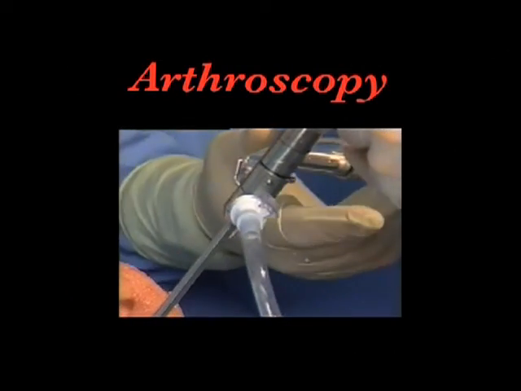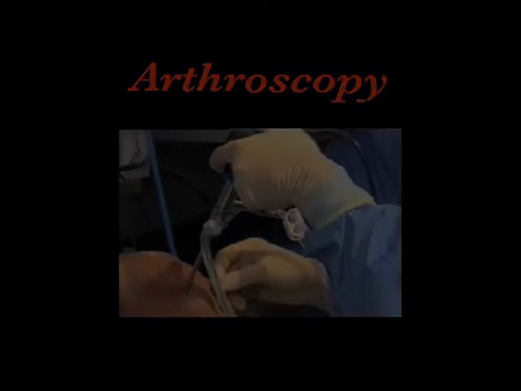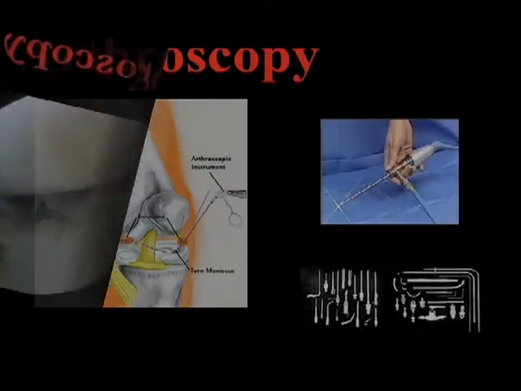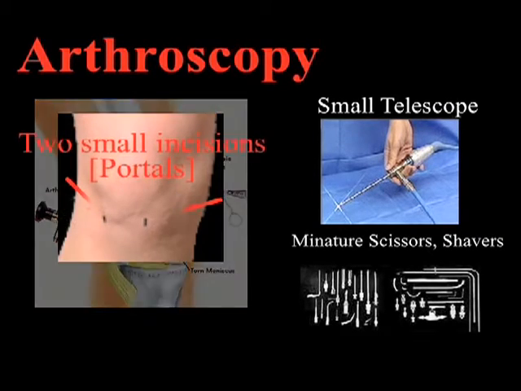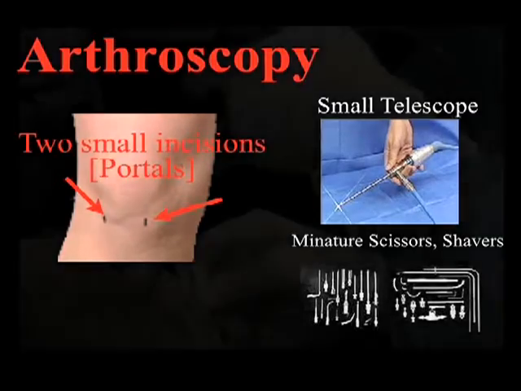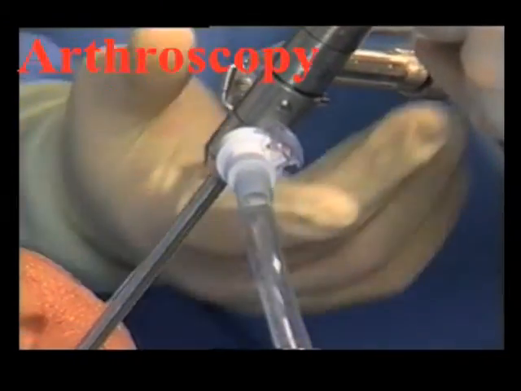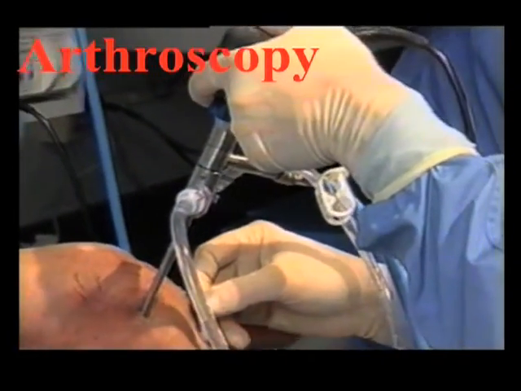Knee arthroscopy. Arthroscopy is performed with a small telescope about the size of a yellow pencil. Micro-instruments which are used to repair or remove meniscal injury are introduced into the knee through two small incisions called portals. The surgery takes on average 10 to 15 minutes and is performed as an outpatient procedure.